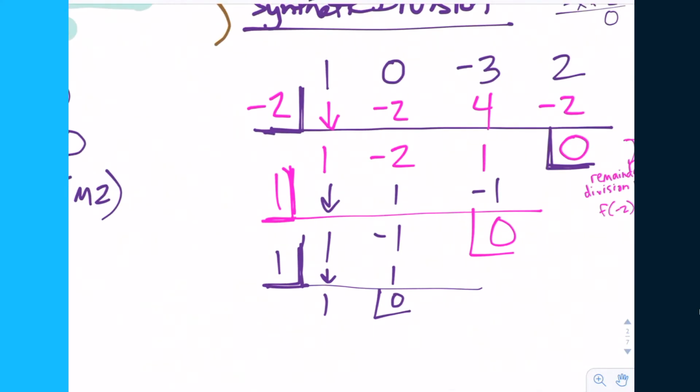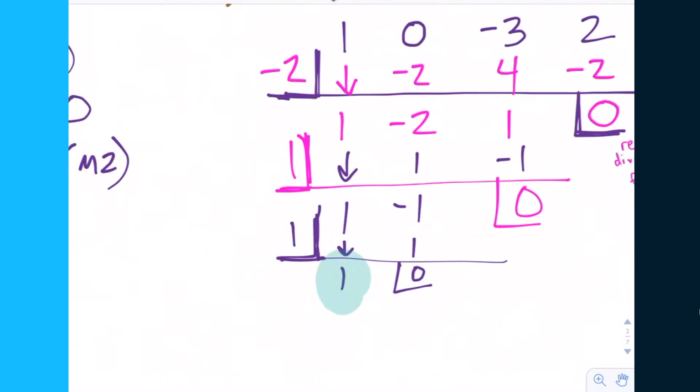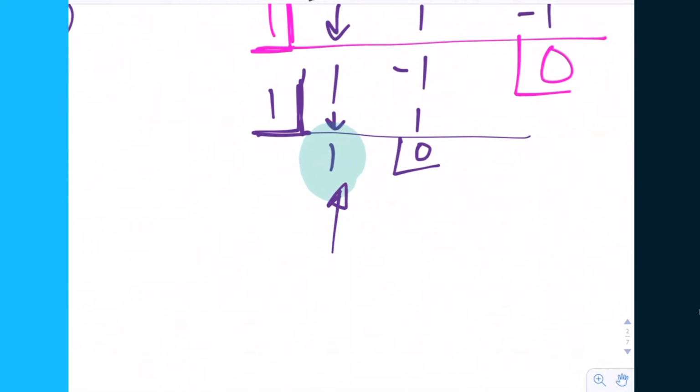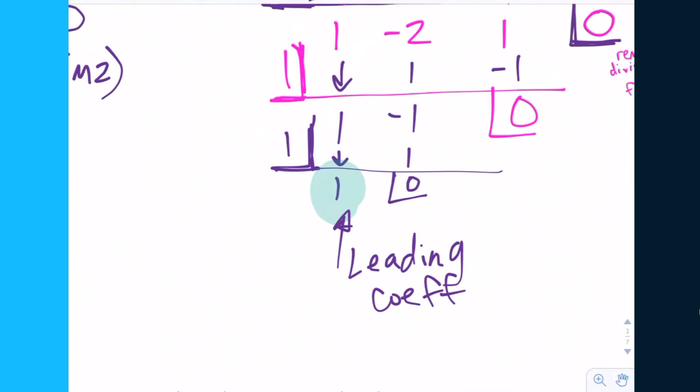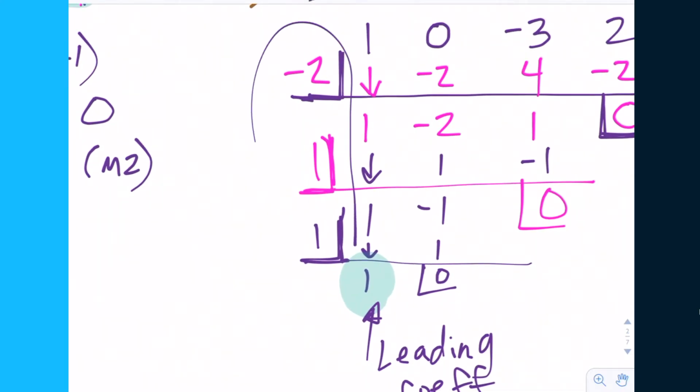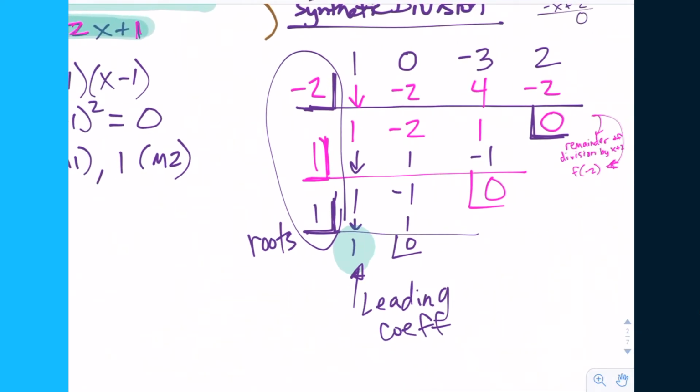And there you go. When you get down to this very bottom line with just a single number, this number right here is your leading coefficient. It kind of has the feel of the upside down birthday cake. And then these numbers right here, these are your roots. So you can get the prime factorization of the polynomial. Your polynomial f of x factors into 1 times x plus 2 times x minus 1 times x minus 1. Pretty neat.